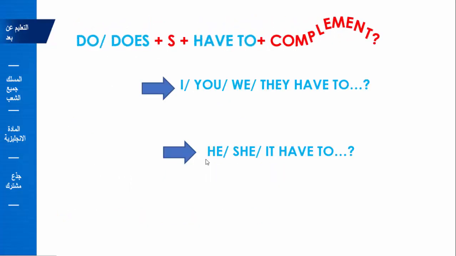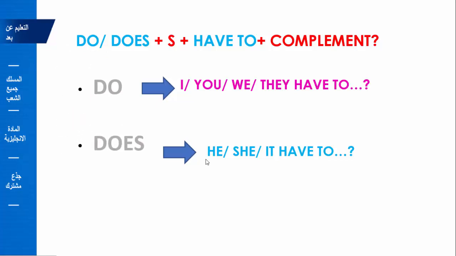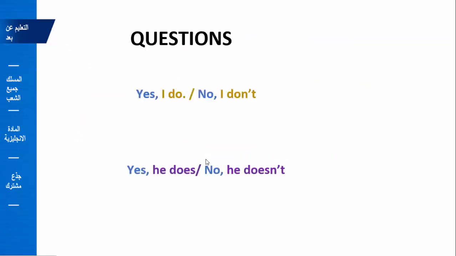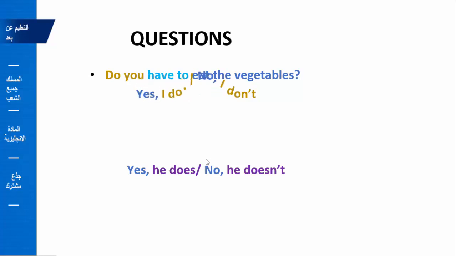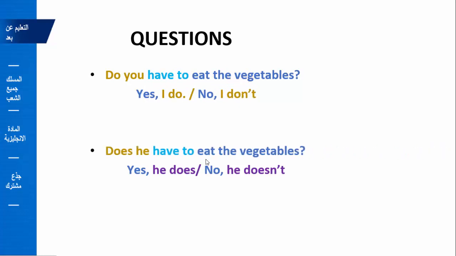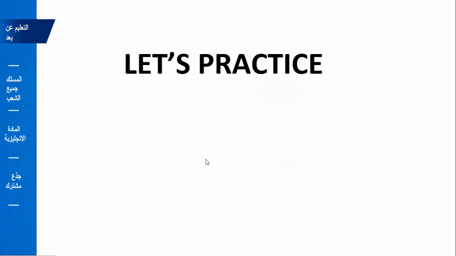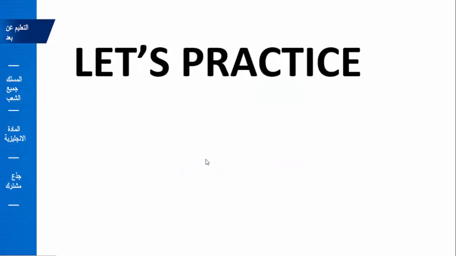Question: we start with does or do, subject, have to, and complement. Okay, so do for I, you, we, they, have to, and does for he, she, it. These are the yes/no short answers. Do you have to eat the vegetables? Yes, I do, or no, I don't. And does he have to eat the vegetables? Yes, he does, or no, he doesn't. Let's practice.